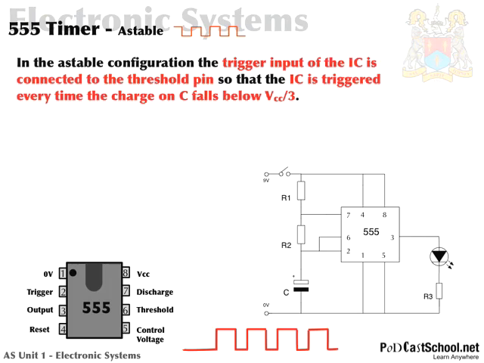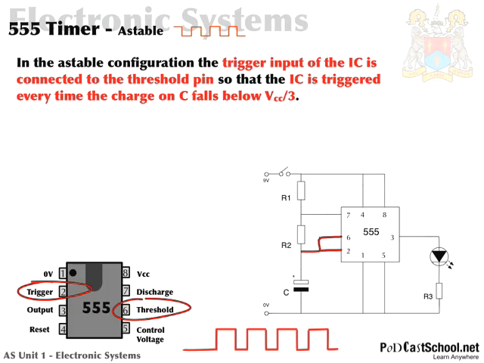Okay, so how do we do this then? I should have said this earlier: everywhere I've labelled the text in red, I feel that it's important. So this slide has lots of red, so you can see there are lots of facts in this slide. Anyway, in the astable configuration, the trigger input, remember the trigger input is pin number 2, is connected to the threshold pin, so that's pin 6. You can see that there, they're both connected together, pin 2 and pin 6.